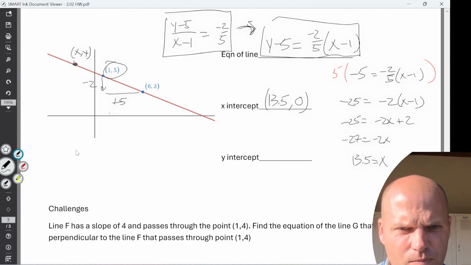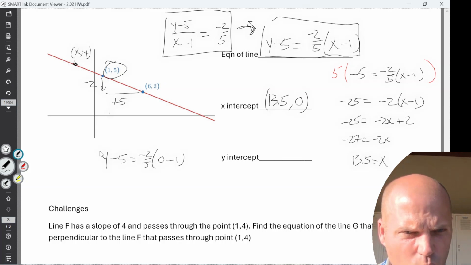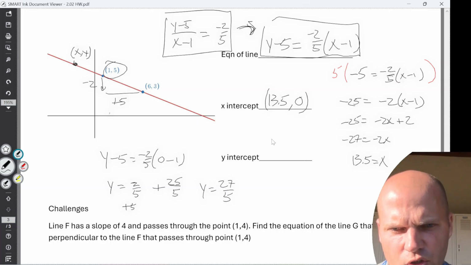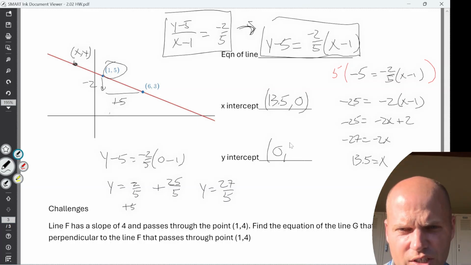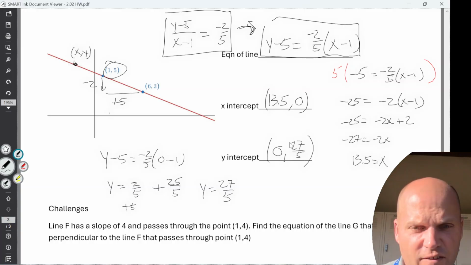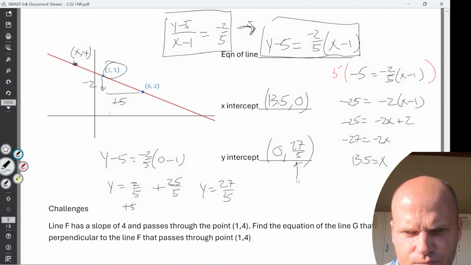Y-intercept when x is 0. Y minus 5 equals negative 2/5, 0 minus 1. I have to take positive 2/5 after multiplying negative 2/5 by negative 1 and add 5. 5 is 25/5. So I have 25/5 plus 2/5, which is 27/5. So x is 0, y is 27/5, which is 5 and 2/5, so 5.4 if you have a calculator.